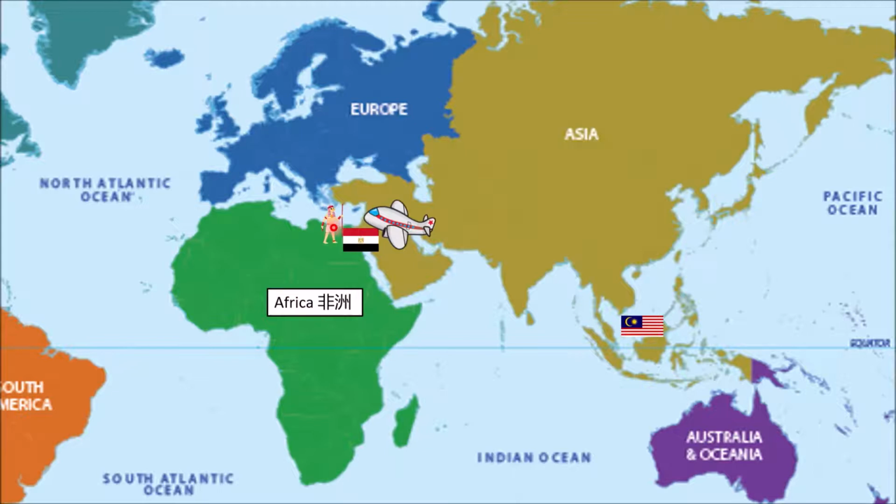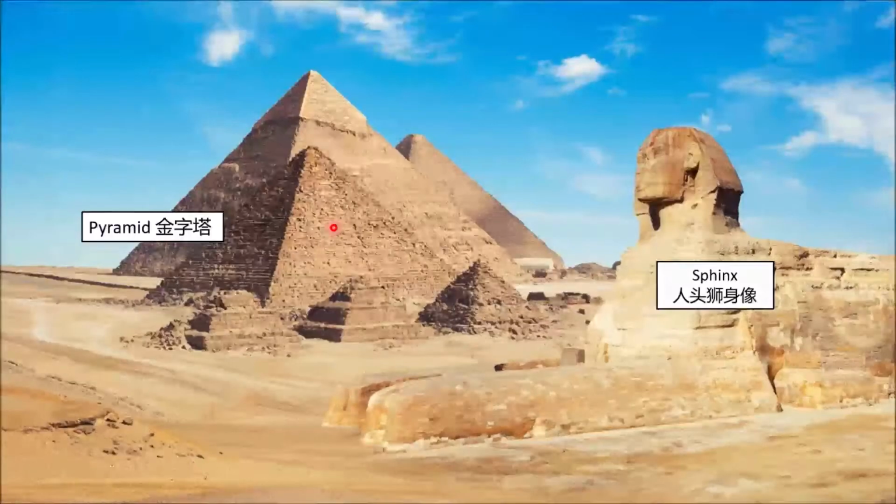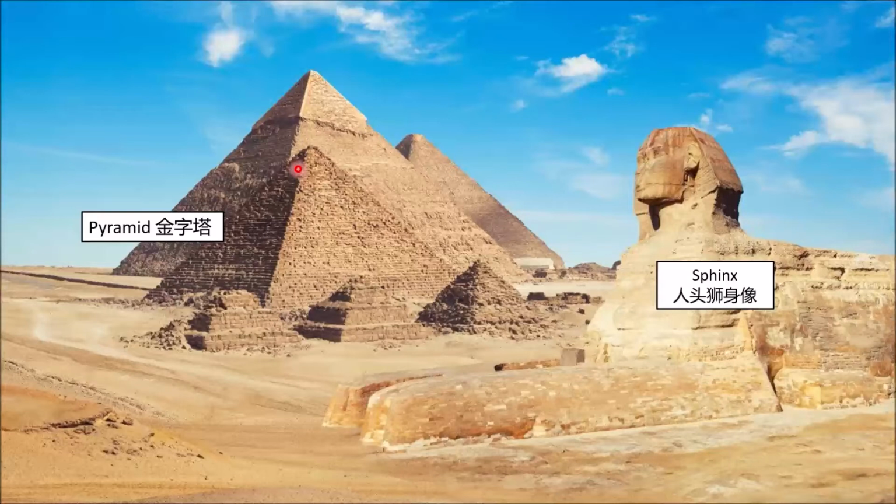Egypt is right here. So now, when you get off the airplane, first you see a pyramid. Pyramid in Mandarin is 金字塔. It looks like a triangle, or you could also say that it looks like a nasi lemak.